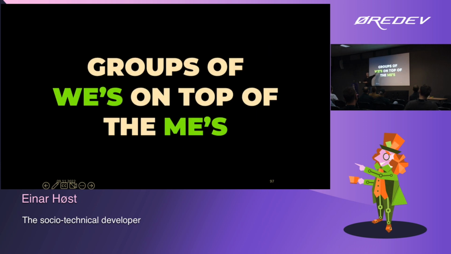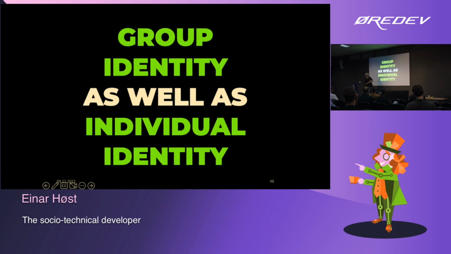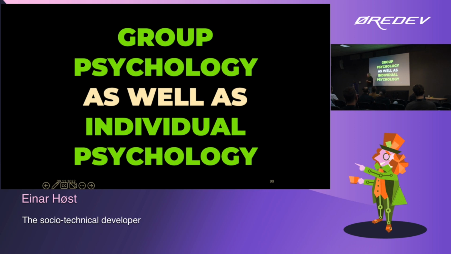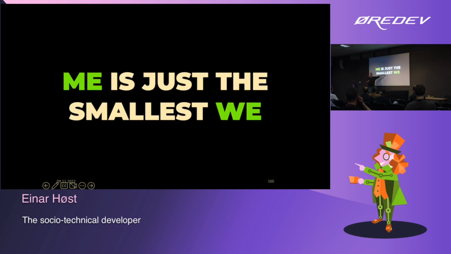So we have all these groups, the different we's on top of all the different me's. That means we have group identity as well as individual identity, and we have mechanisms of group psychology in addition to individual psychology. And I like to say sometimes that me is just the smallest we, right? It's a me of 1. That means we have all the same tendencies I talked about, these cognitive biases and self-defense mechanisms, operating at these different group levels as well. Makes for a pretty complicated picture.